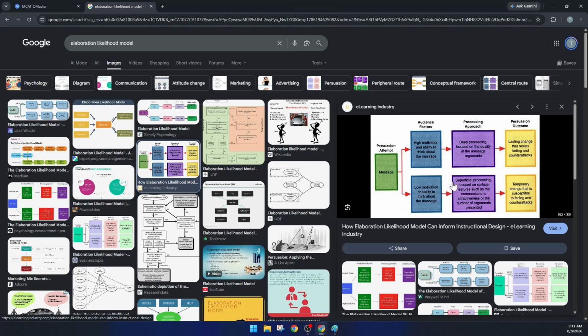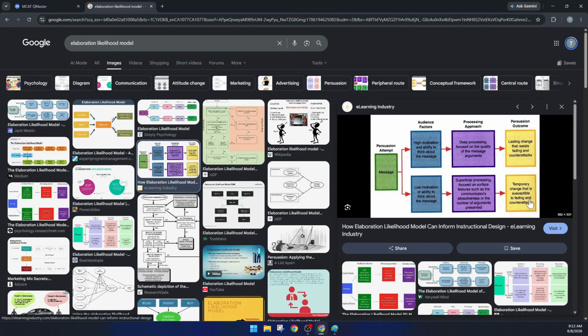But if it's going through the peripheral route for people, then the persuasion outcome is a temporary change. People are like, oh, that's a really cool animation video. So they're superficially processing the message. They're not actually processing the quality of your message, the quality of your arguments, your advertisement, for example, but they're processing more like, oh, the video was short and sweet and it looked cool. Right? And then that's a temporary change that's susceptible to fading and counterattack.